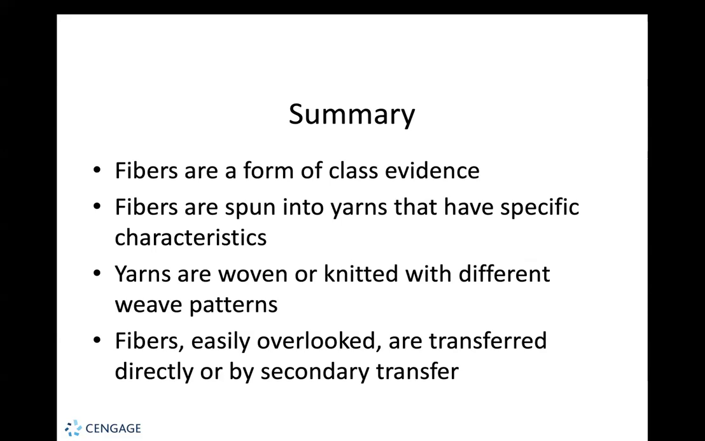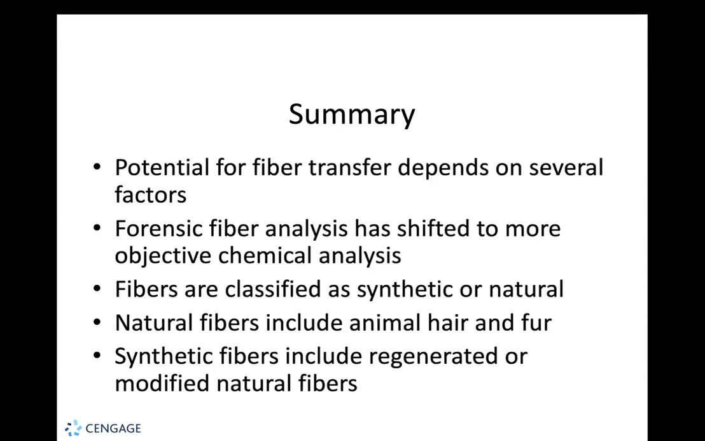So in summary, fibers are a form of class evidence. Fibers are spun into yarns that have specific characteristics. The yarns are woven or knitted with different weave patterns, and fibers easily can be overlooked or transferred directly or by secondary transfers. The potential for fiber transfer depends on several factors. Forensic fiber analysis has shifted to more objective chemical analysis. However, fibers are classified as synthetic or natural fibers, including animal hairs and fur, and synthetic fibers, which can include regenerated or modified natural fibers.